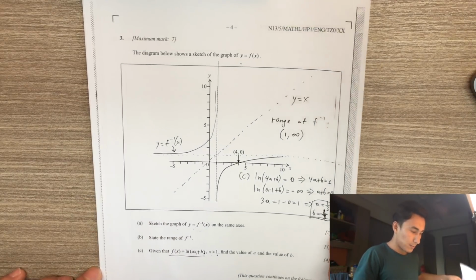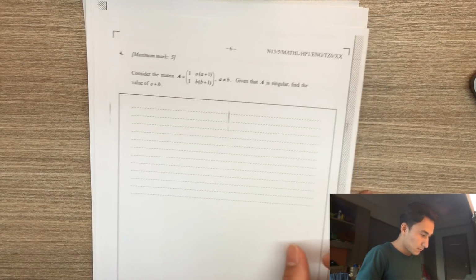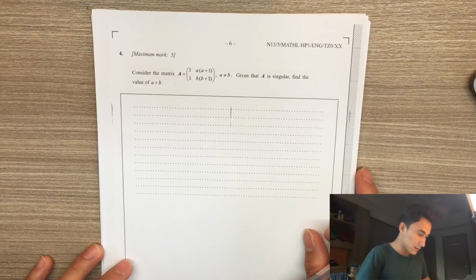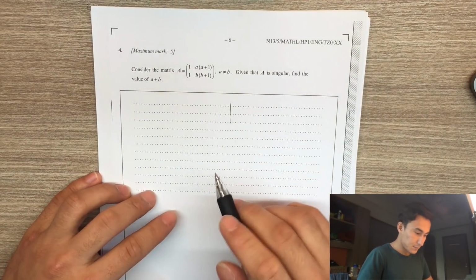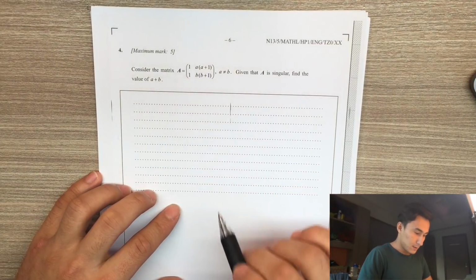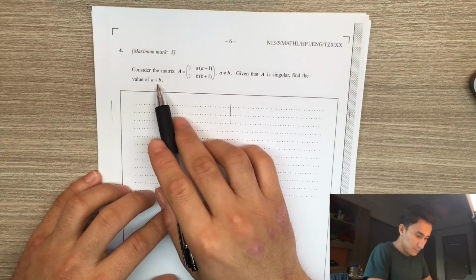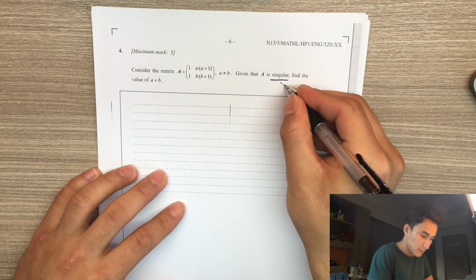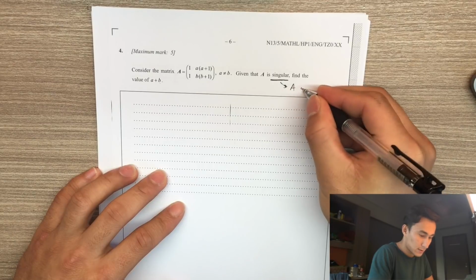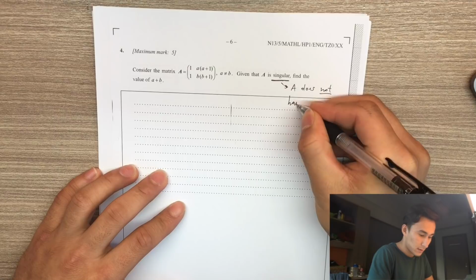Let's go to the next problem, problem 4. Oh, there is more space here. Problem 4. Consider the matrix A given in this form, where a is not equal to b. Given that A is singular, find the value of a plus b. Now, what does singular mean? Singular means that A does not have an inverse.